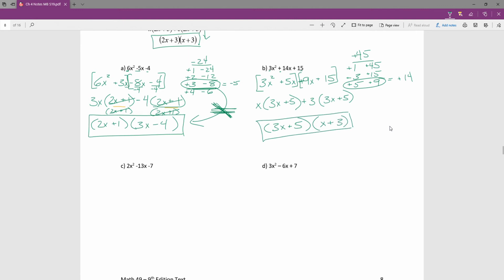These ones should be reversible. I should be able to reverse engineer them. I didn't check that first one, but I could FOIL this one out to check it out. So foiling, I'd end up with a 3x squared, and outside would give me a plus 9x, and inside would give me a plus 5x, and a last would give me a plus 15. And collecting your middle like terms, I'm back to my original question.